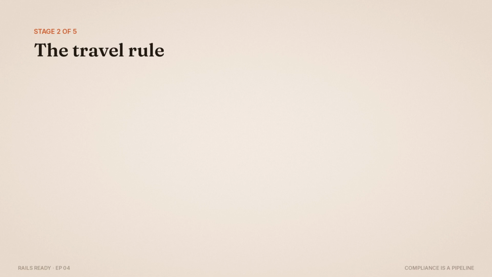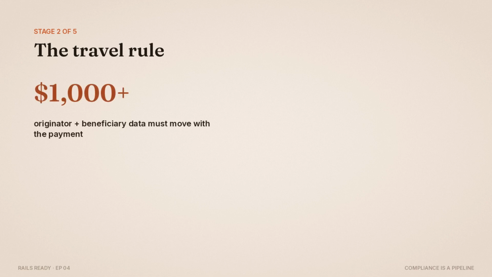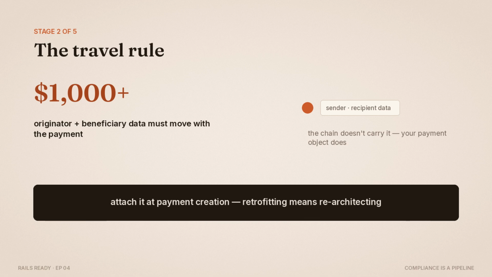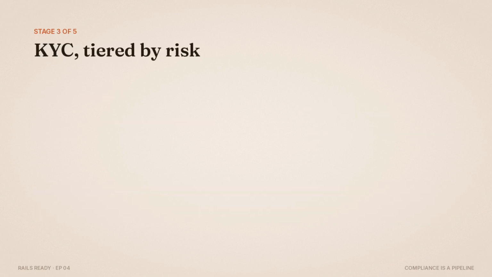Stage 2. The travel rule. Above roughly $1,000 in most jurisdictions, originator and beneficiary information must move with the payment between institutions. The chains don't carry it, a parallel messaging layer does, and your integration must attach it at payment creation. Retrofitting this after launch means re-architecting your payment object. Do it first.